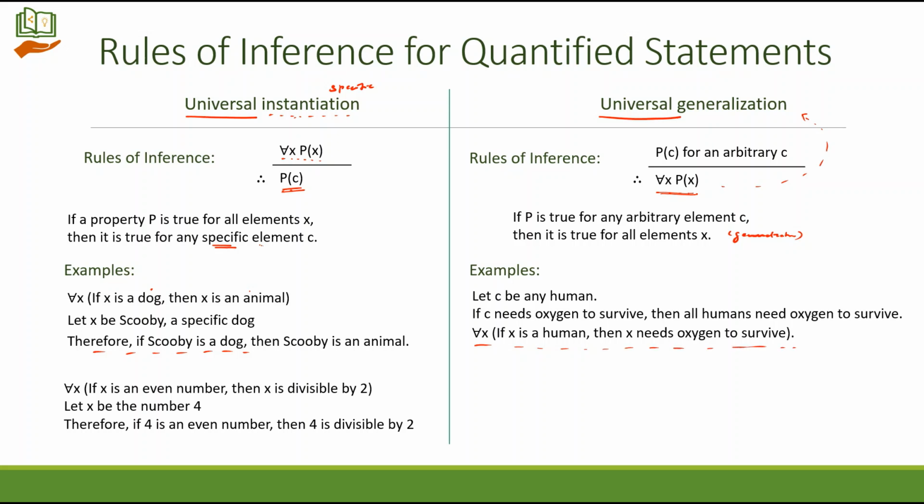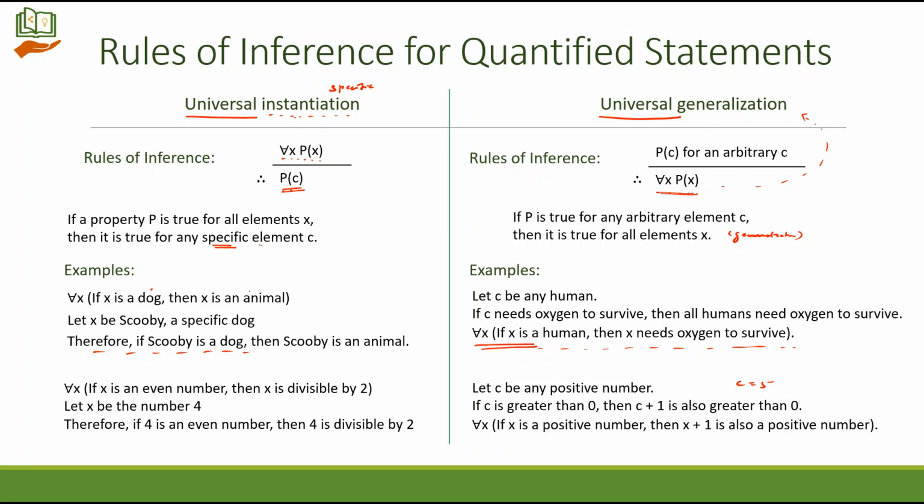As usual, we'll go for a mathematical example. Let C be any positive number. If C is greater than 0, then C plus 1 is also greater than 0. When we say C is 5, we can say 5 is greater than 0. So how do we conclude in the form of for all X? We say if X is a positive number, then X plus 1 is also a positive number, because already this states that it is greater than 0. Here this can also be greater than 0 only.